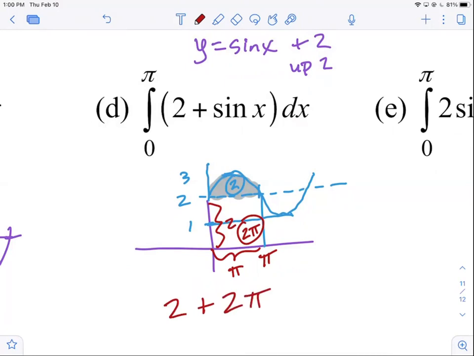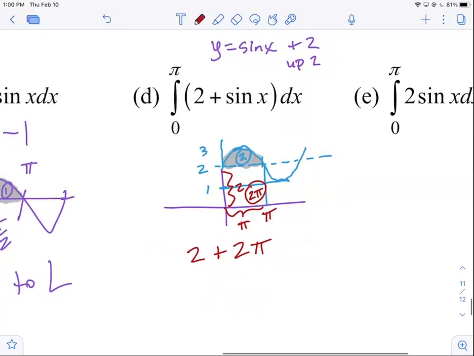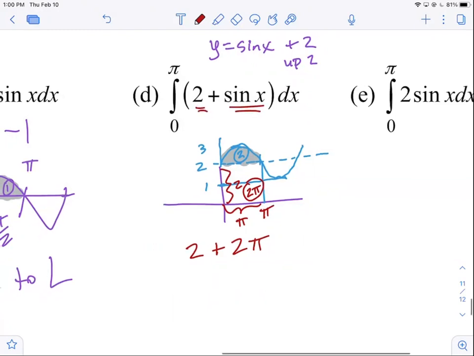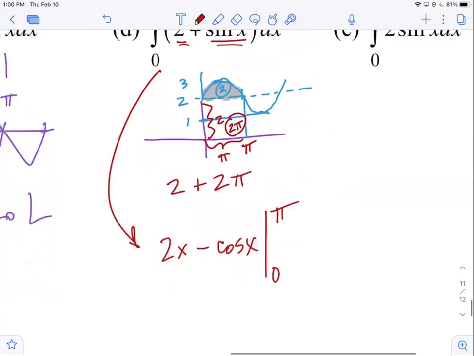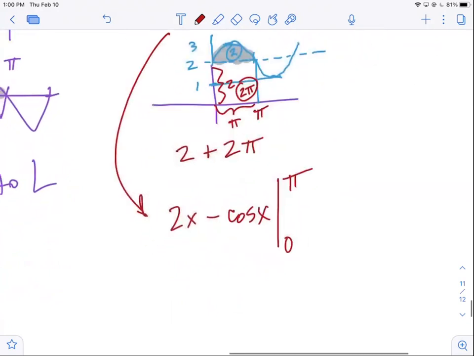Okay, vertical shift. Now, because we did get the preview of coming attractions, let's use the fundamental theorem of calculus that we technically don't know yet. When it's multiple terms, if you can find the antiderivative of each term, you can use the FTOC. What would be the antiderivative of 2? 2x. We already know the antiderivative of sine is negative cosine. We don't need the plus c because it's a definite integral. It's going to cancel. So now we go on the back end from 0 to pi.